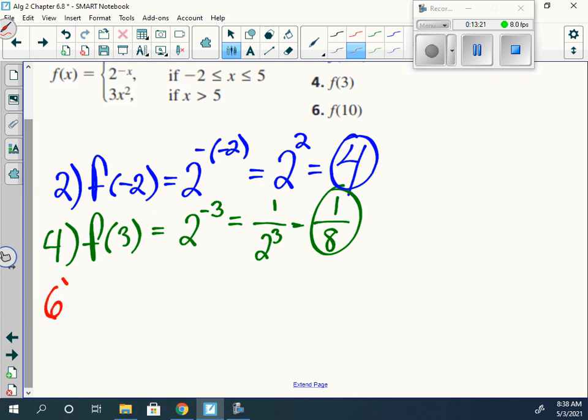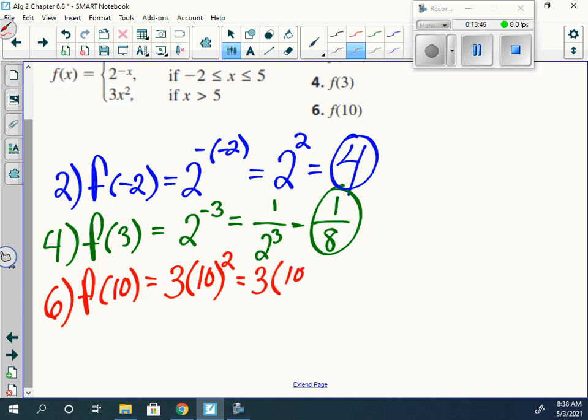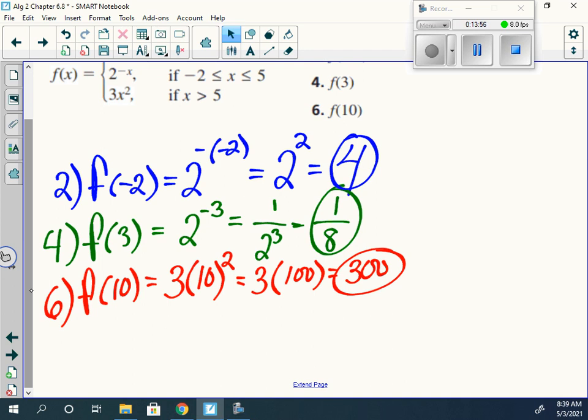And last but not least, f of 10. This one here would be the last one because 10 is greater than 5. So we would be using our 3x squared, or here it would be 3 times 10 squared. Now what is 10 squared? And 3 times 100 is? And that would be it.